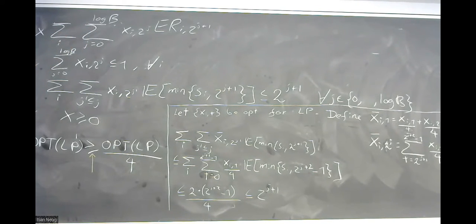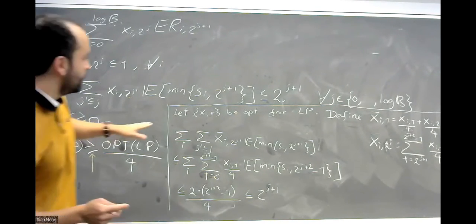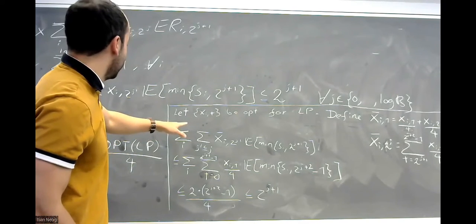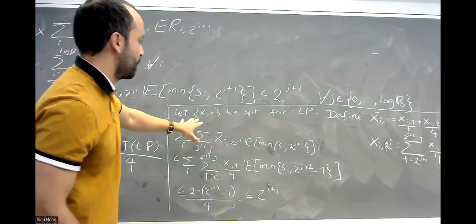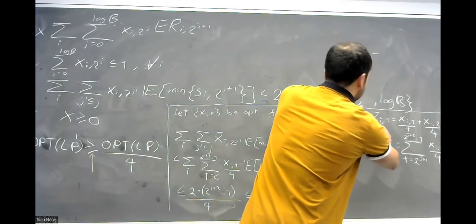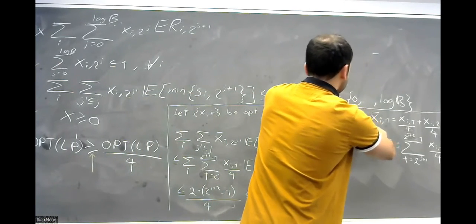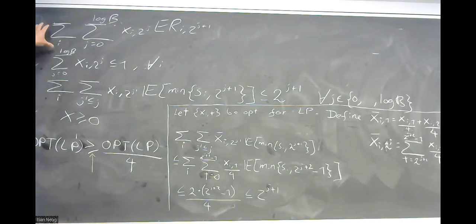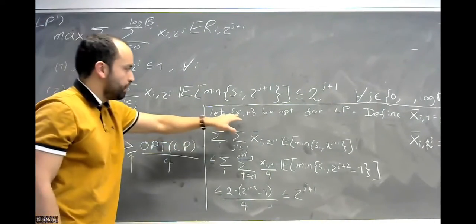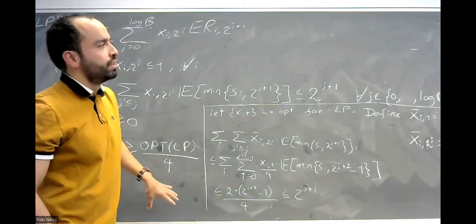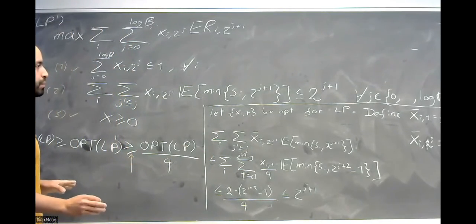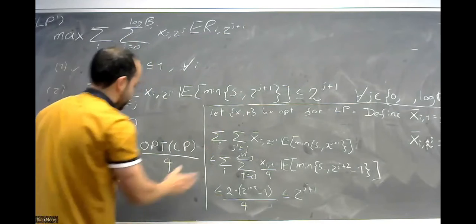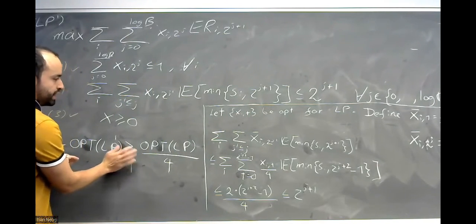So we'll skip that. Essentially, we have that this x bar solution achieves a value in this LP that is at least the value of x_it in that LP divided by four. So in particular, if x_it is optimal, then we get this inequality.